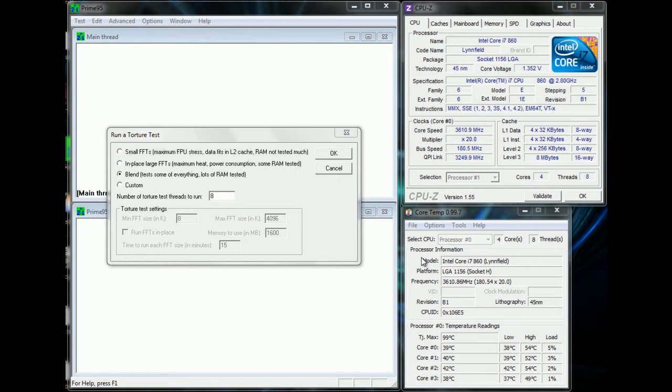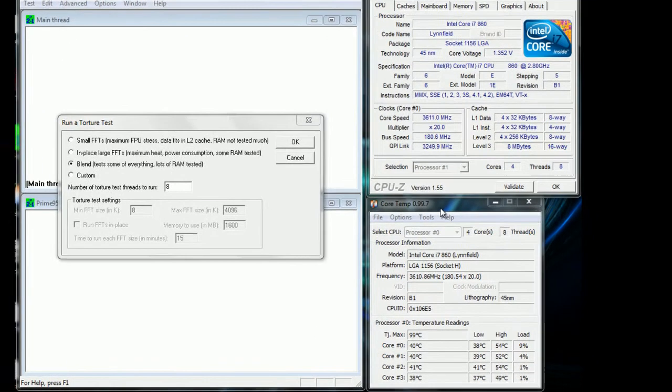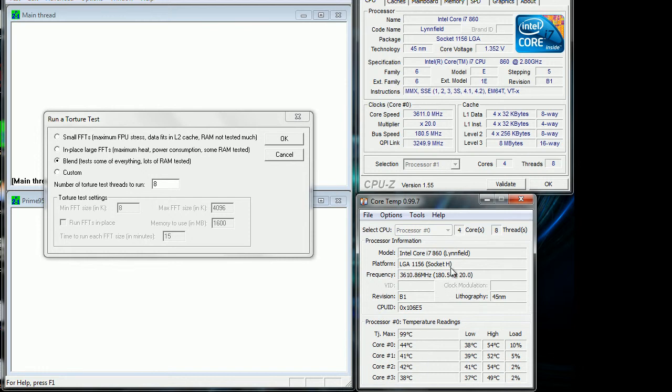Okay guys, this is my first benchmark on my Intel i7-860. I'm using a Corsair Hydro Series H50 cooler, and I'm currently running it at about 3.6 gigahertz on a 20x multiplier, and my core temp right now is about 40 to 45 degrees. My high right now is 57 degrees Celsius.